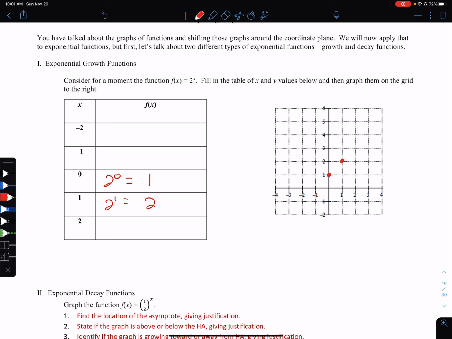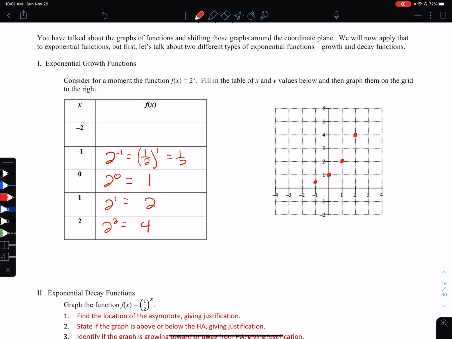Say we put a 2 in. 2 squared is 4. So from the origin, we go to the right 2 and up 4. Hopefully you're seeing a pattern here. If we put negative 1 in, 2 to the negative 1 is the same as if you reciprocate the 2, 1/2, and change the sign of the exponent. That's the same as 1/2. So the ordered pair is (-1, 1/2).